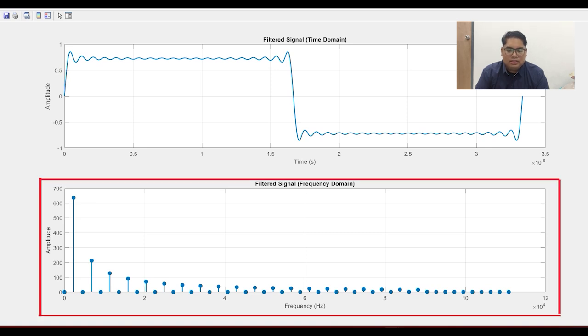So the next part is the filtered signal for frequency domain. In this signal, it shows that the amplitude value is reduced as the frequency increases, which means that a filtering operation may have been applied to reduce certain frequencies while preserving the other frequencies.